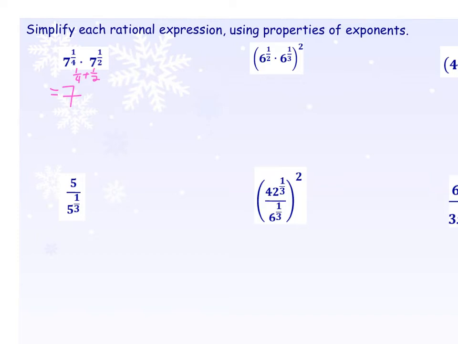To get a common denominator, we need to figure out what both 4 and 2 go into. We could convert 1/2 to a denominator of 4 simply by multiplying the top and bottom by 2 over 2. And that would give us 7 to the 1/4 plus 2/4. 1/4 plus 2/4. Sorry about that. When you have a common denominator, just add the numerators together. This simplifies then to 7 raised to the 3/4 power. And that's as far as you go.